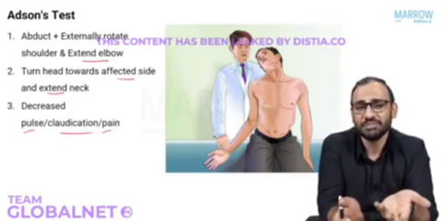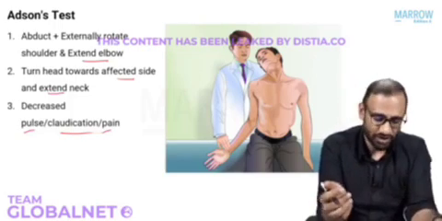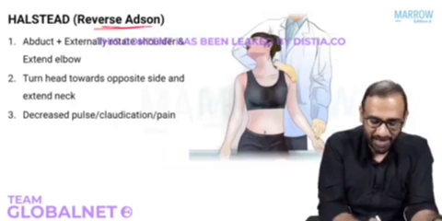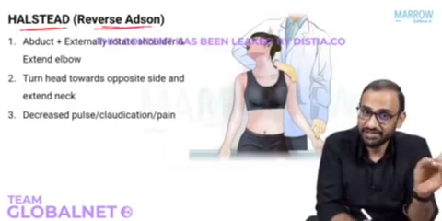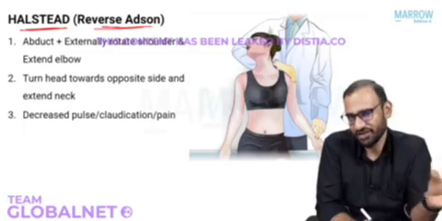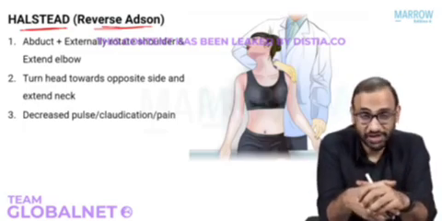If you ask the patient to turn the head to the opposite direction instead of the same direction, you call it the reverse Adson's test or Halsted test. Again, remember, Adson is not Allen. Allen's is for patency, and they ask a lot of MCQs there, patency of the ulnar and radial artery. Adson is for thoracic outlet syndrome.